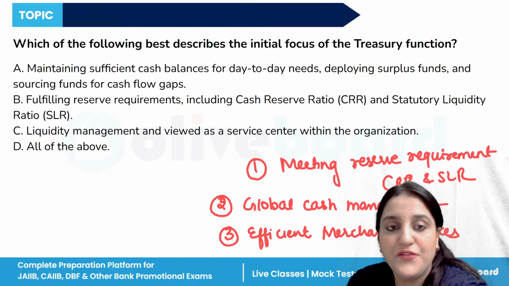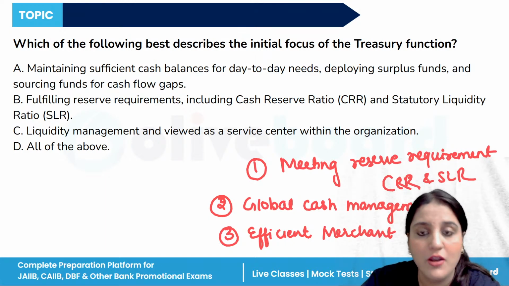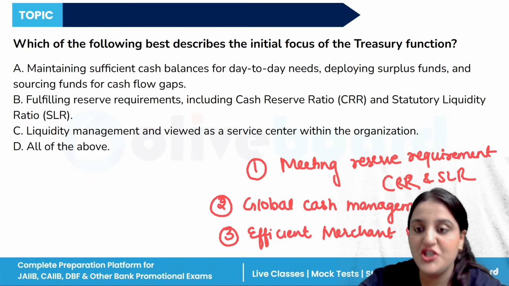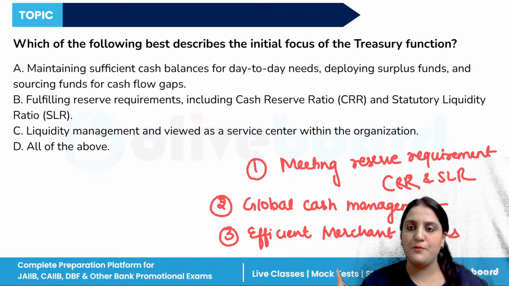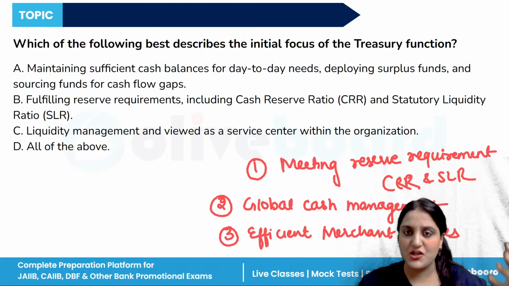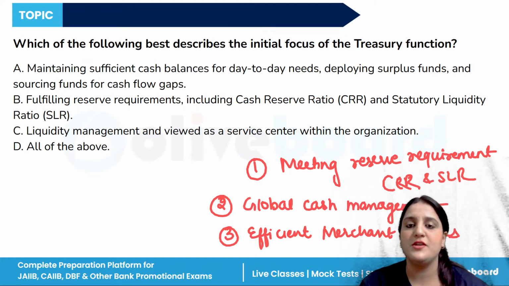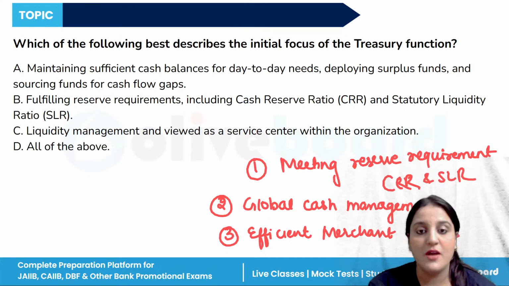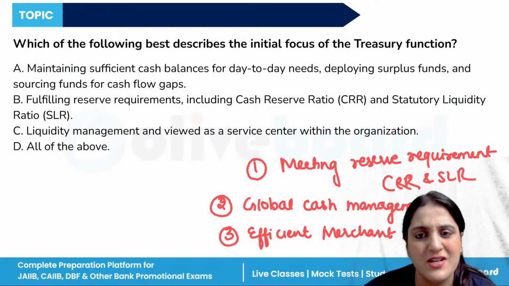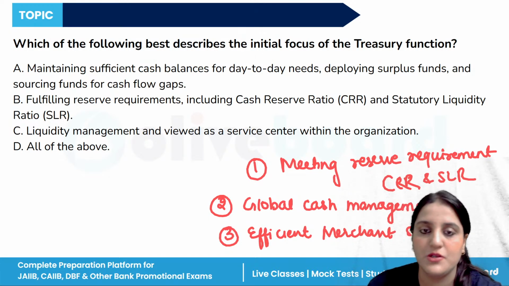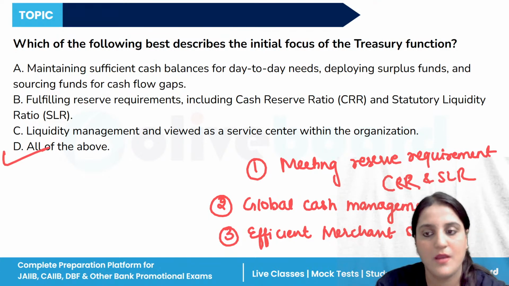And reading all the options, option A is saying maintaining sufficient cash balances for day-to-day needs, deploying surplus funds and sourcing funds for cash flow gaps, fulfilling the reserve requirements including cash reserve ratio and statutory liquidity ratio. This is also a function of treasury. The second one is also a function of treasury. The third one is also a function of liquidity management, viewed as a service center. Yes, that means all of the options are correct. D, all of the above. Understood?